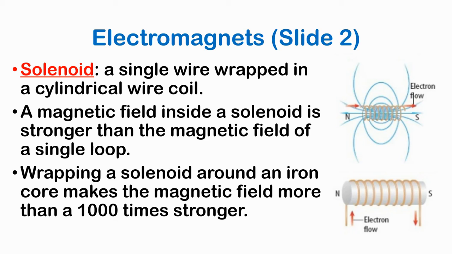A straight wire is the weakest magnetic field. Making one loop makes it a little bit stronger. Making many loops makes it even stronger. And then if you take all those loops and put a piece of iron inside of them, it becomes much, much, much stronger.